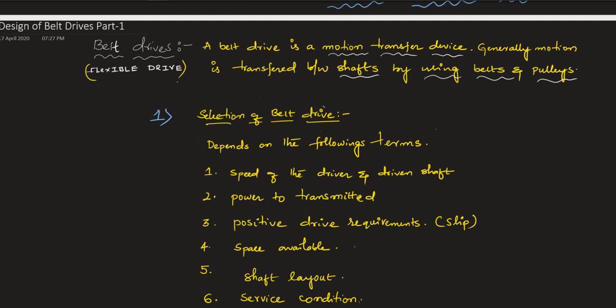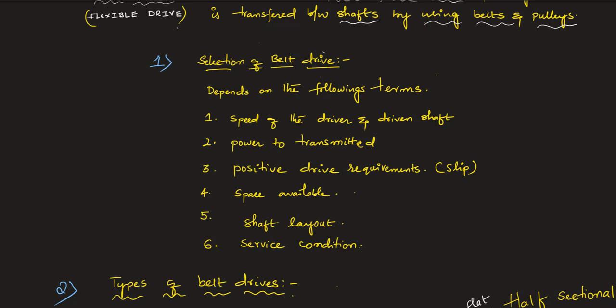Okay, now let us see selection of a belt drive. Selection of a belt drive mainly deals with on what basis we can prefer a belt drive over a gear drive. That will be highlighted here. Else I can say in which situation a belt drive will be more appropriate rather than the other power transmission drives. So here, depending upon the following terms: speed of the driver and the driven shaft.